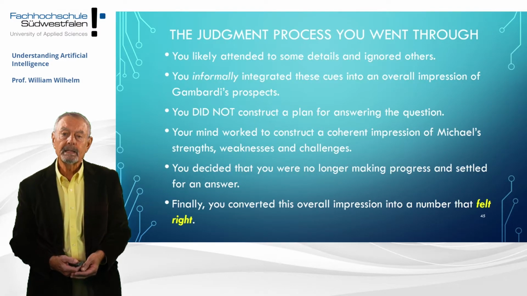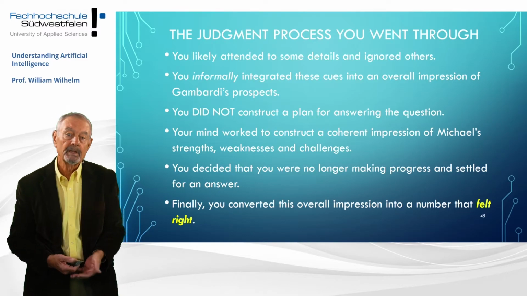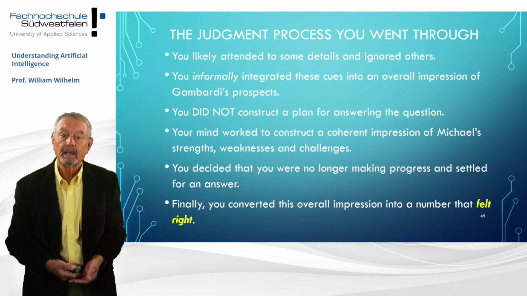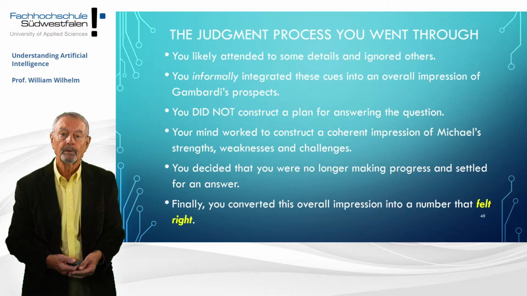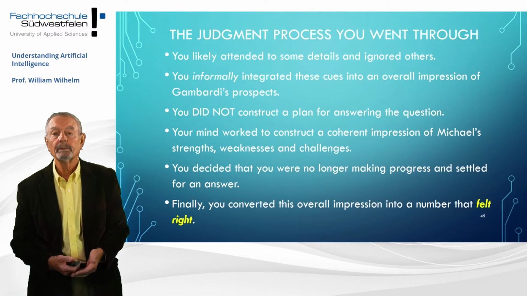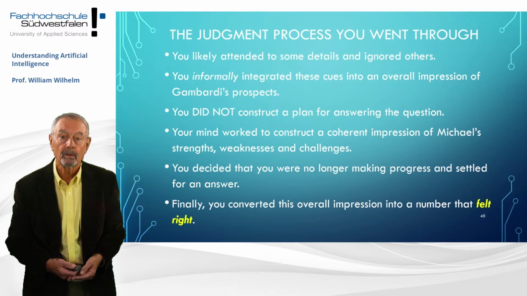You likely attended to some details and ignored others. For example, his Italian name, that he attended Harvard Business School, maybe that he was abrasive or that he had integrity. Selective attention and selective recall are a source of variability across people. Then you informally integrated these cues into an overall impression of Gambardi's prospects. You did not construct a plan for answering the question.